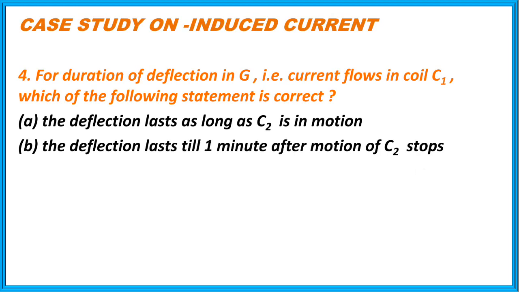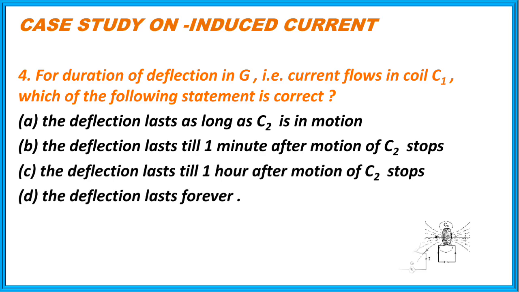Now the fourth question is, for duration of deflection in G, that is current flows in coil C1, which of the following statements is correct? Option A, the deflection lasts as long as C2 is in motion. Option B, the deflection lasts till 1 minute after motion of C2 stops. Option C, the deflection lasts till 1 hour after motion of C2 stops. Option D, the deflection lasts forever. Your correct answer is option A.